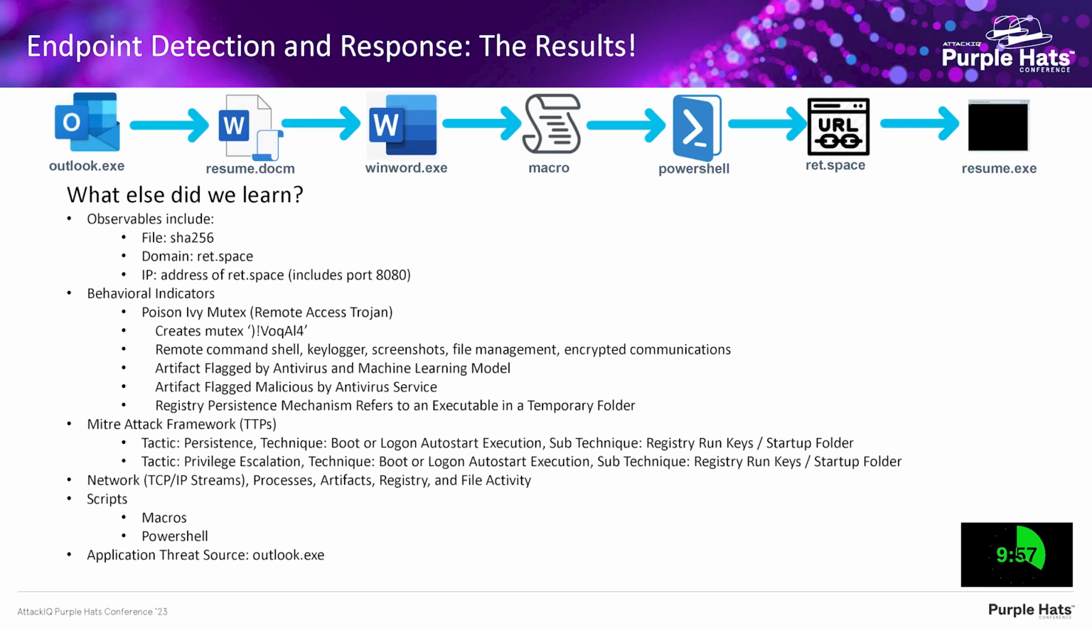So what we know now is we've got Outlook, Resume Doc, WinWord, macro, PowerShell, ret.space, and resume.exe. Pretty cool. But we've got a ton of new data, right? We've got all the behavioral indicators from utexes to remote command shell to keylogger. We know antivirus sees this as malicious. We've got persistence in the registry. We've got our TTPs with the run keys in the registry for Windows and the startup folder, as well as privilege escalation, taking advantage of the same technique here as well. And then we've got network streams, processes, artifacts, registry, and file activity. And scripts, we know it's macros and we know it's PowerShell.